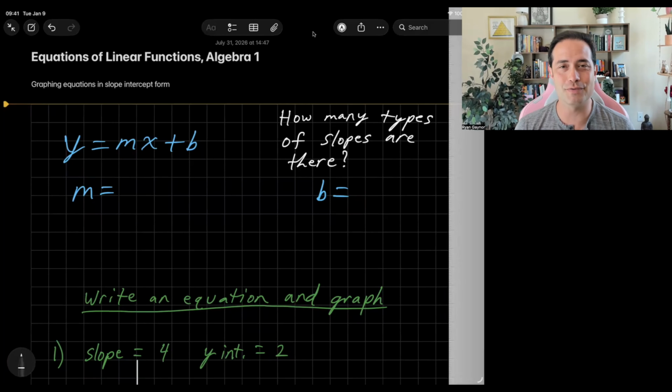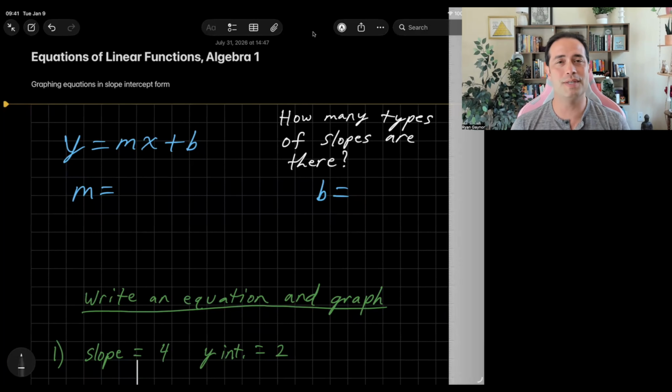All right, in today's video, we're working on equations of linear functions for Algebra 1. First topic is graphing equations in slope-intercept form. Okay, so let's first talk about slope-intercept form. What does that actually mean?